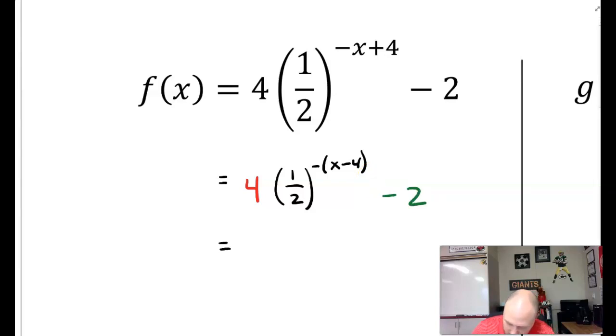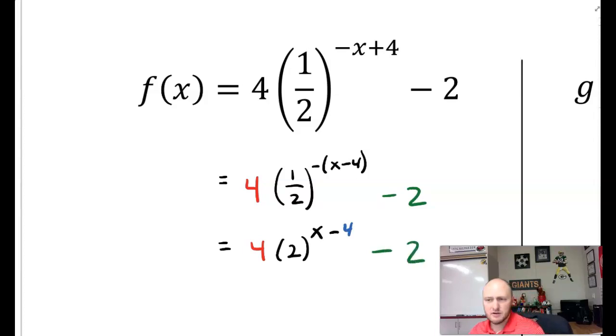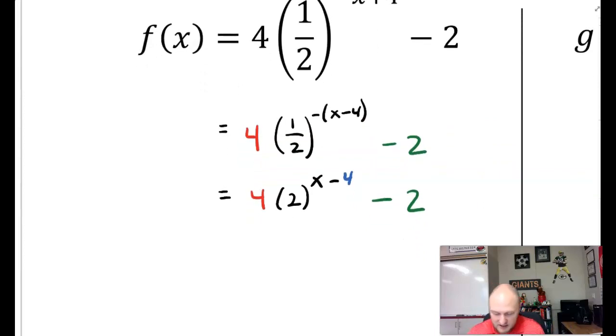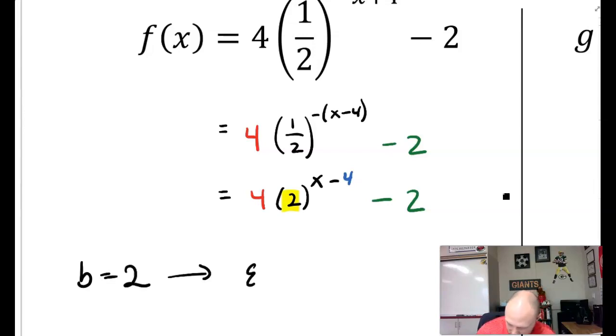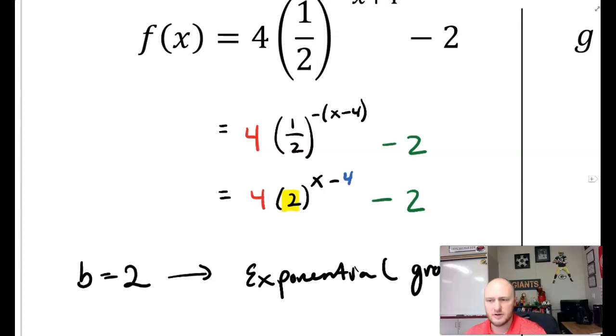So now that I've factored out that negative, I can rewrite this as base 2. This is base 2 to the power of x minus h, which in this case is x minus 4, and minus 2 is our k value. Now, I color-coded there just to help us see where we're going, but in this example, our base is 2. The base is 2. What does this mean? This means exponential growth. And that's because the base is greater than 1.